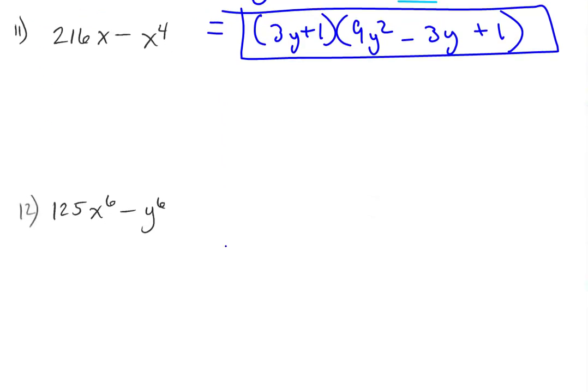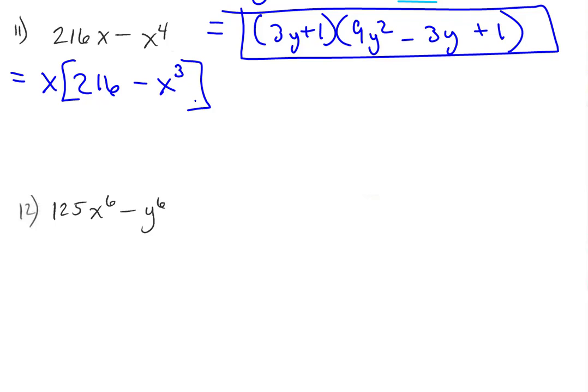Let's try another example. This one begins as 216x minus x to the 4th. So again, top of the list is where we go on this one, and you'll notice there actually is a greatest common factor to take out of these, that is an x. So we'll factor that out and leave what else remains in brackets following. That would be a 216 minus x cubed.